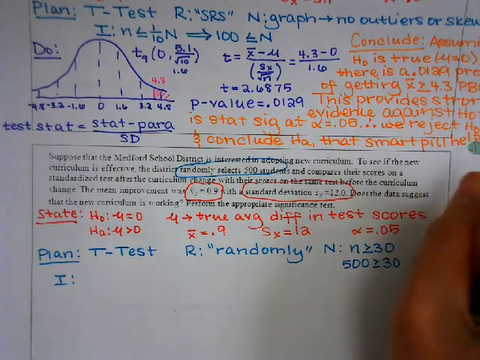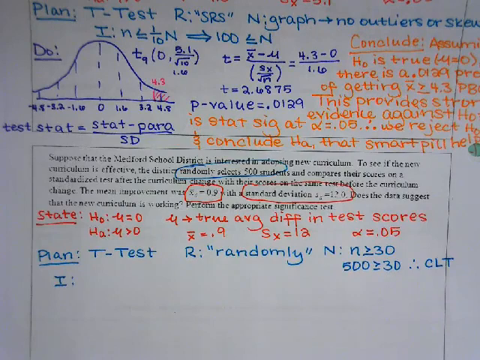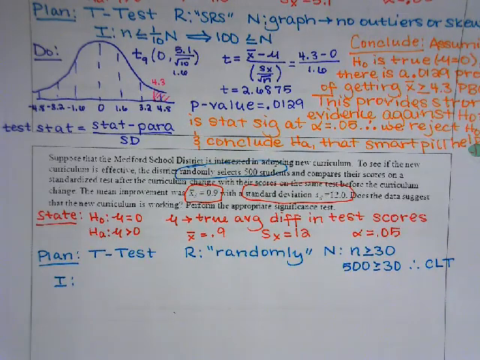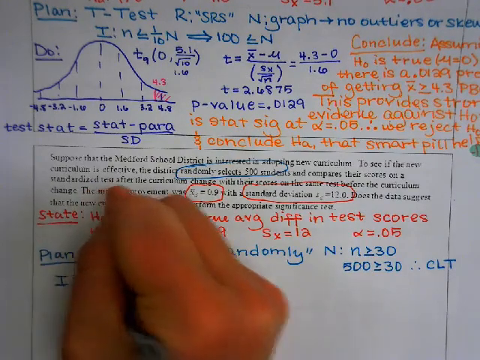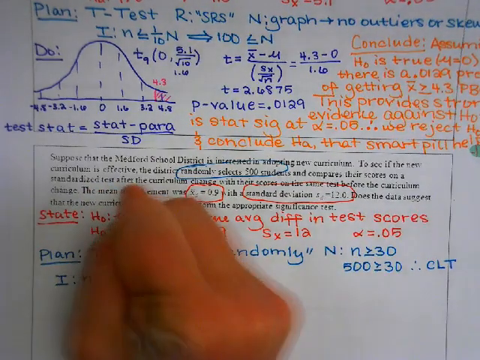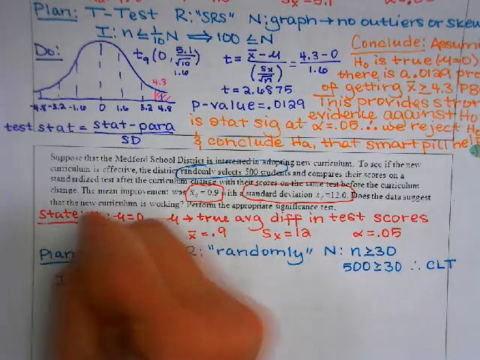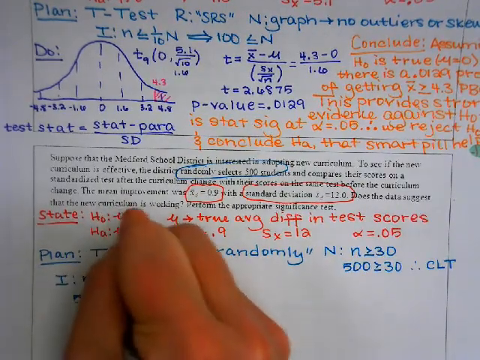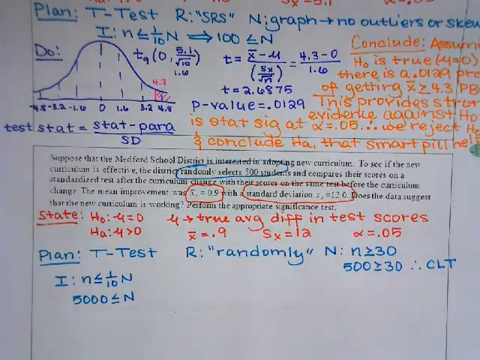Independent. So our sample size is 500. Now it doesn't specify a school. So are there more than 5,000 students in the Medford School District? Yes. So we can say independence is met. Any questions on the plan?